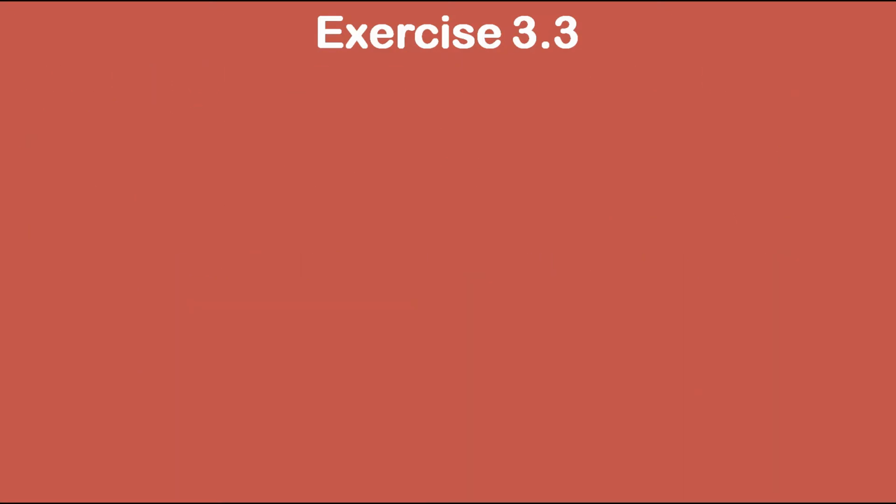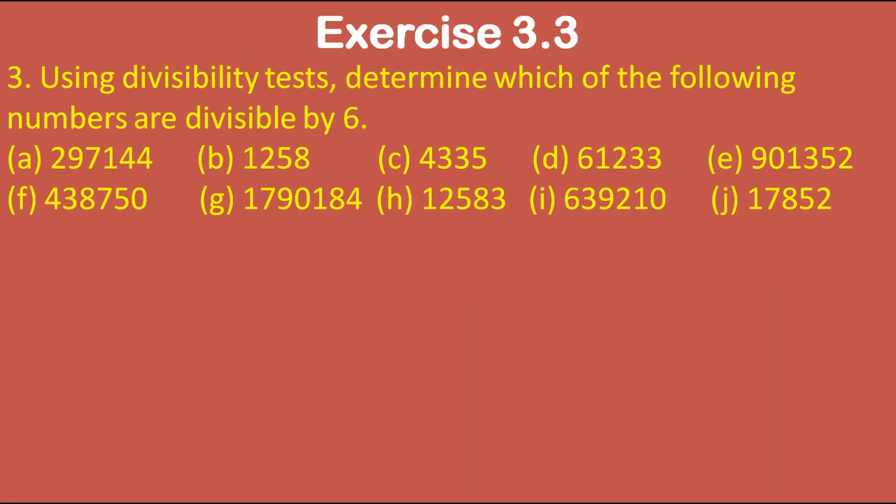The third question is, using divisibility test, determine which of the following numbers are divisible by 6. And the divisibility rule by 6 says that if the number is divisible by both 2 and 3, then that number is divisible by 6. So to check the divisibility for 6, we have to check first whether it is divisible by 2 and 3 or not.